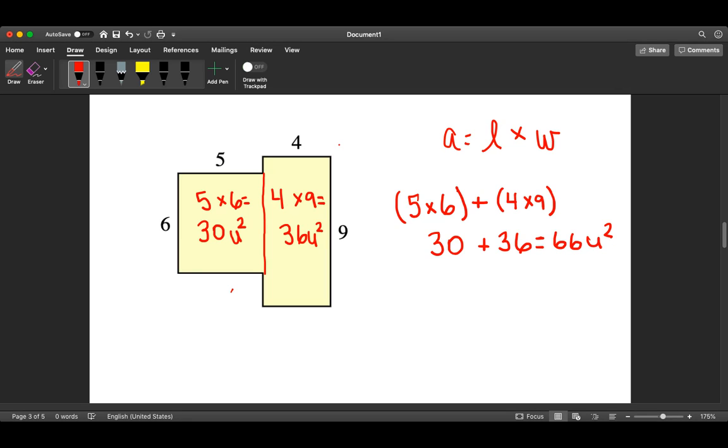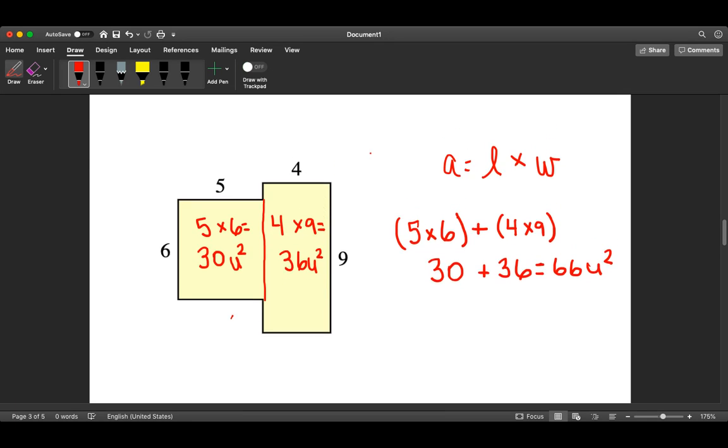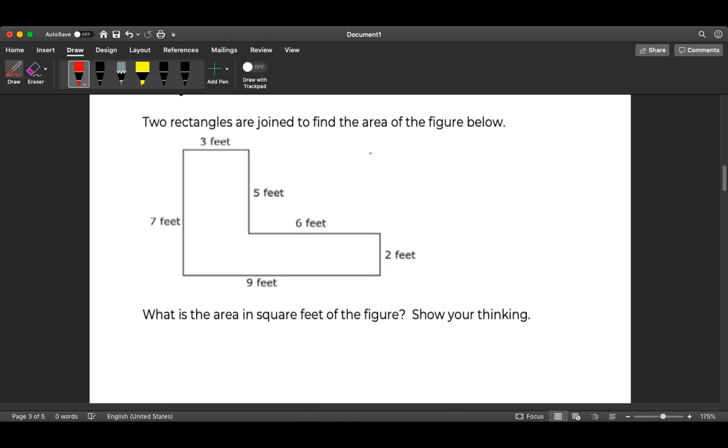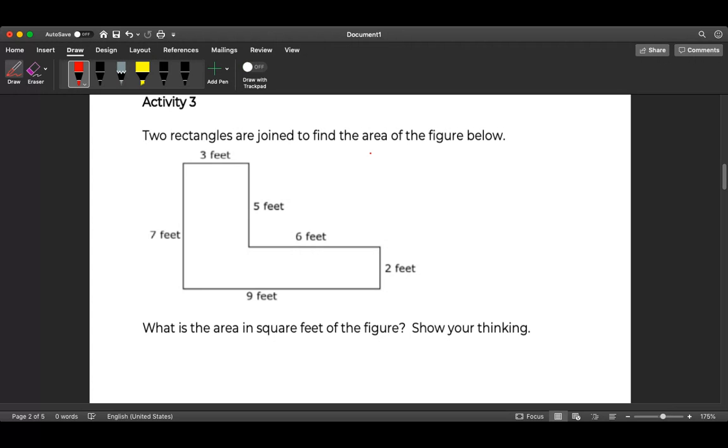So that's what I'm going to do on activity 3. So I'm going to go back to the problem that you have in your packet. I'm going back to this, and I'm going to talk to you about this for just a minute, but I'm not going to solve it with you. But I am going to show you two different ways you could look at this.